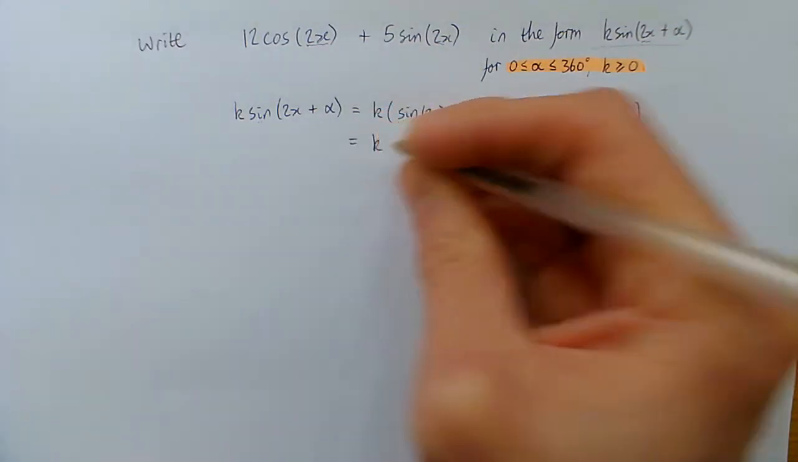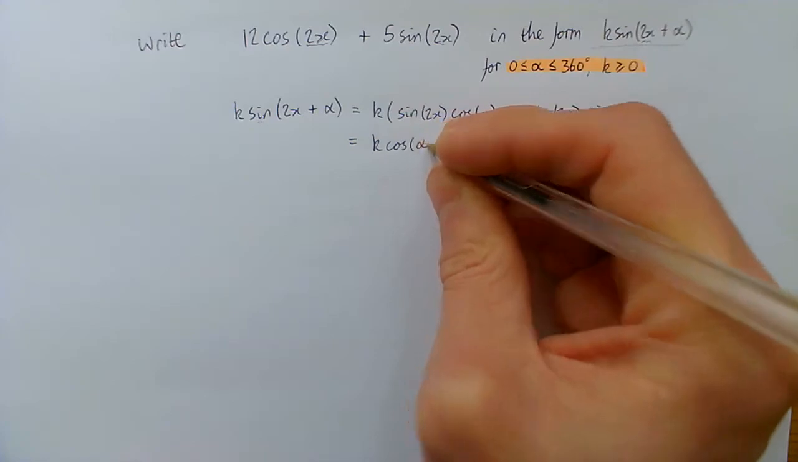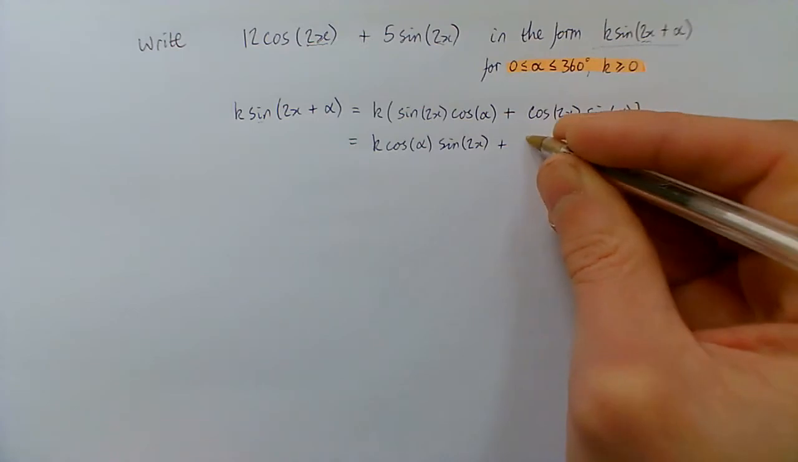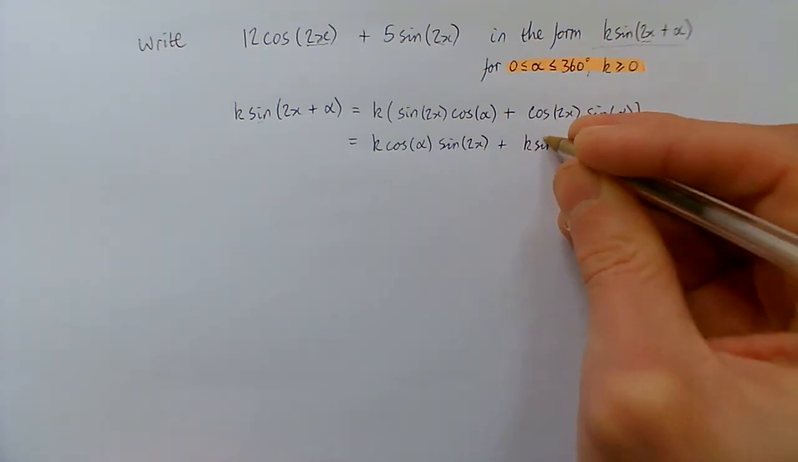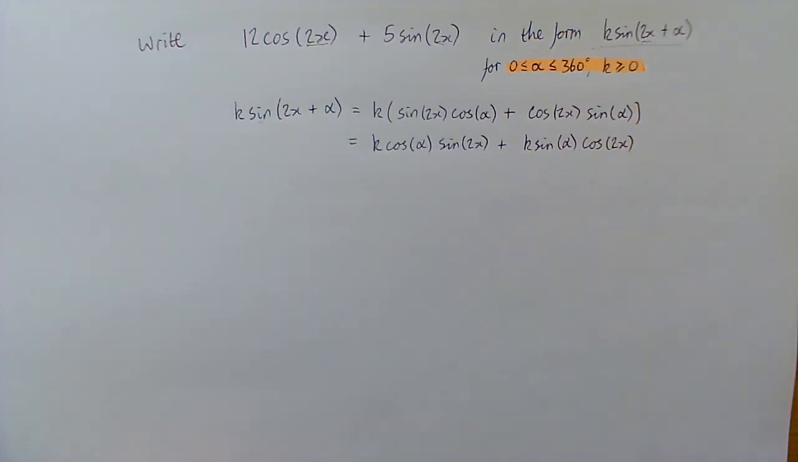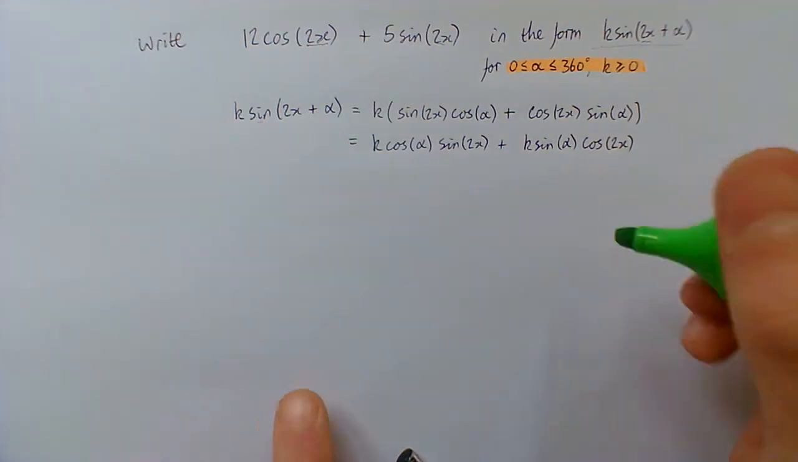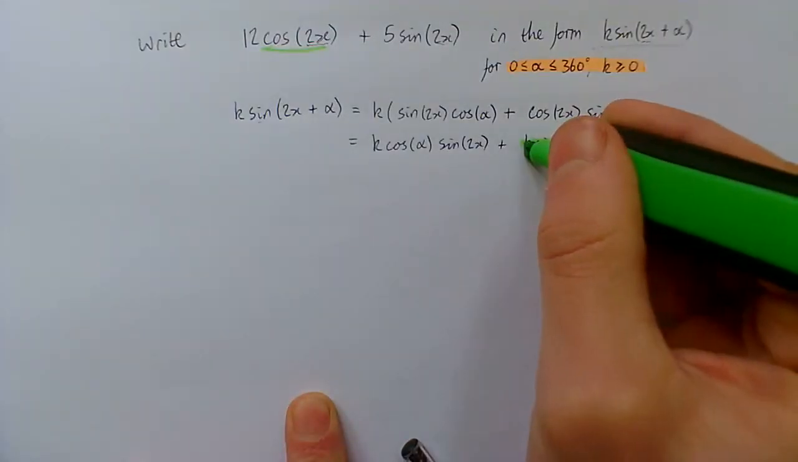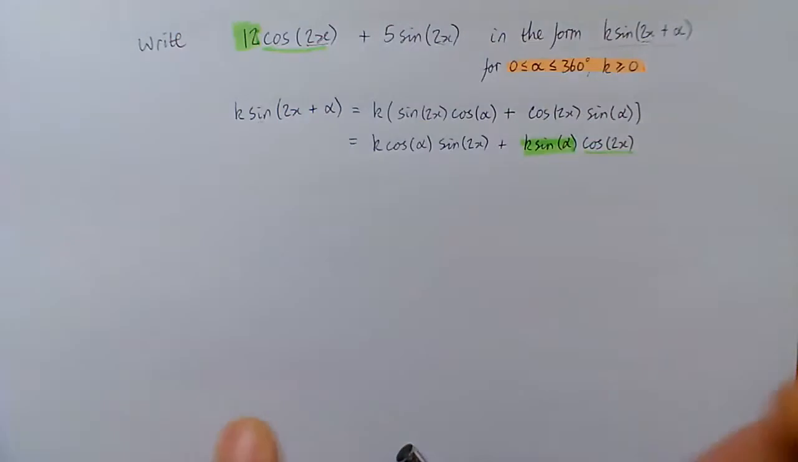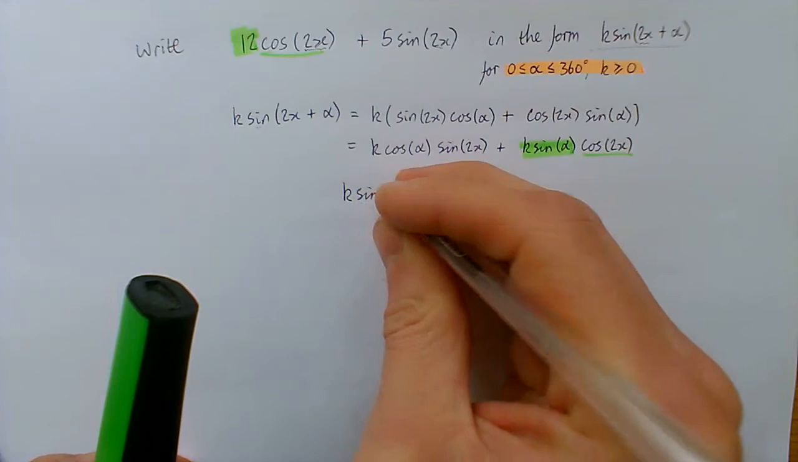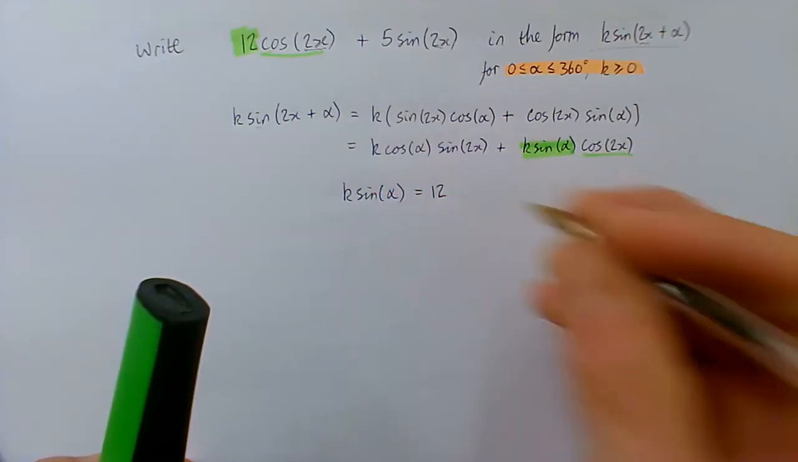Expand that out, we get k cos alpha, and like we did last time, just swapping our terms over. And again, k, and this time sine alpha, cos 2x. Now we're in a good position, exactly where we were before, because we have a cos 2x and a cos 2x, which means that the bit that comes before our cos 2x matches with the bit that comes before our cos 2x up there. So we get k sine alpha is equal to 12.